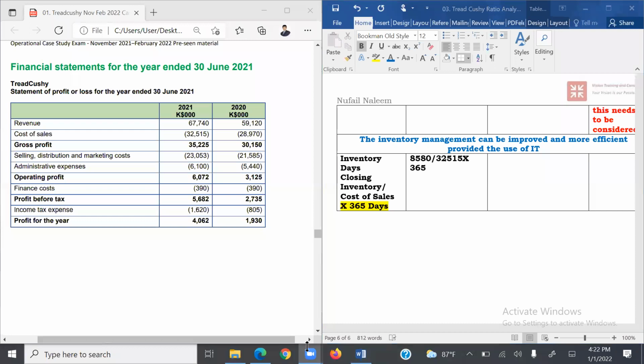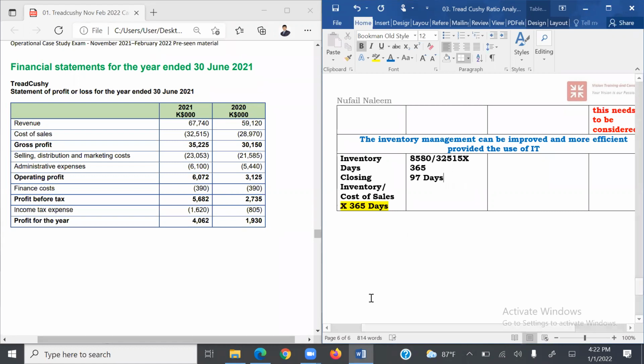So let's work on that, students. 8,580 divided by 3,515 multiplied by 365. Effectively, this is going to give you an inventory day of 96.31. So whenever you get a decimal point, you round it up.